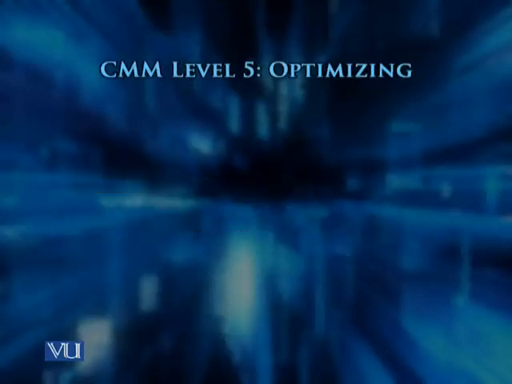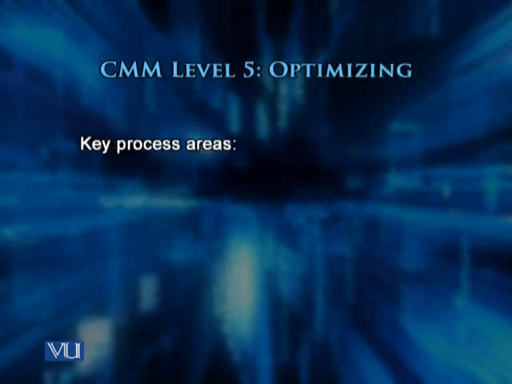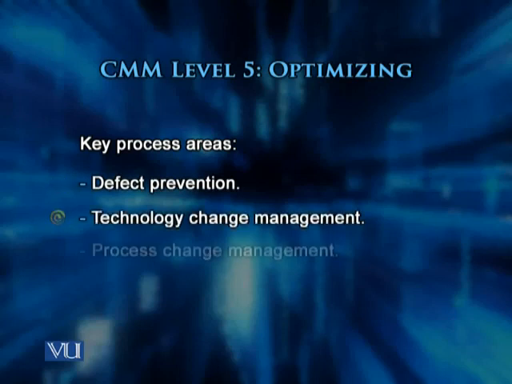The fifth level of CMM software is named optimizing. Organizations are assumed to have mastered the current state-of-the-art software project management and development practices. This level was also called as nirvana of software engineering practices. Those organizations which are operating at level 5 are continuously improving and optimizing their activities. The key process areas recommended by CMM for level 5 organizations are defect prevention, technology change management, and process change management. The first is obvious, that's defect prevention.